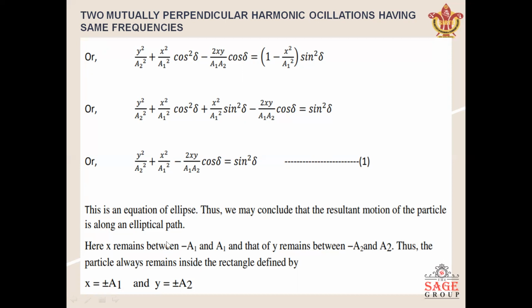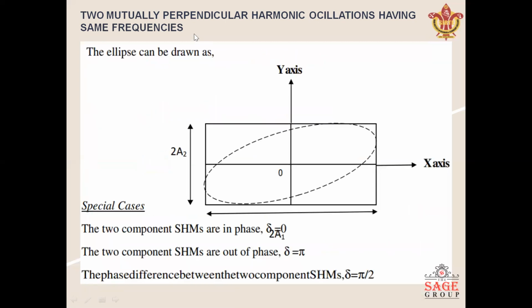Here x remains between minus A1 and A1, and y remains between minus A2 and A2. Thus the particle always remains inside the rectangle defined by this equation. Okay, so we'll get the ellipse like this. So this is the elliptical path, and the values of A1 and A2 define a rectangle.